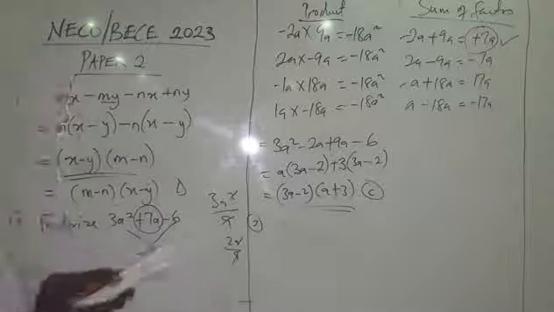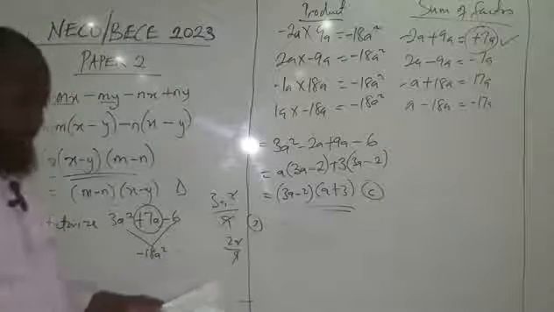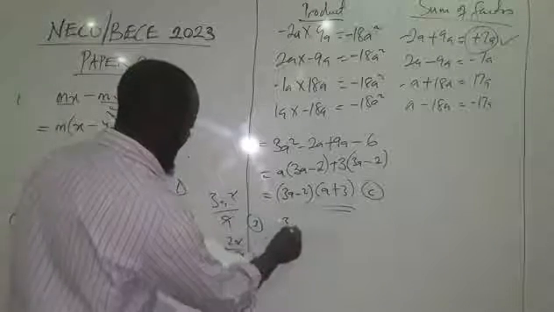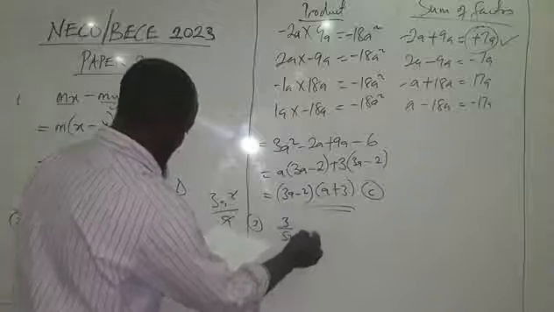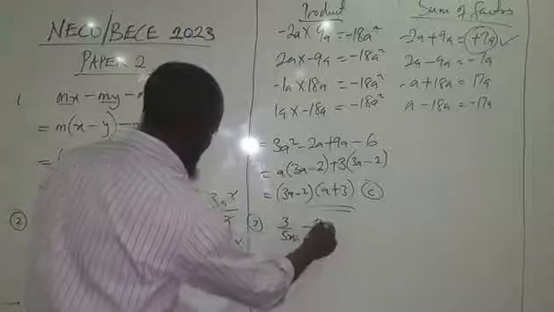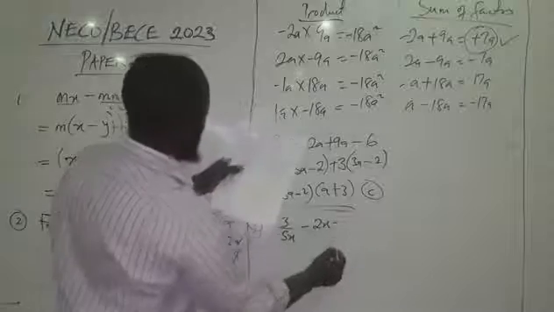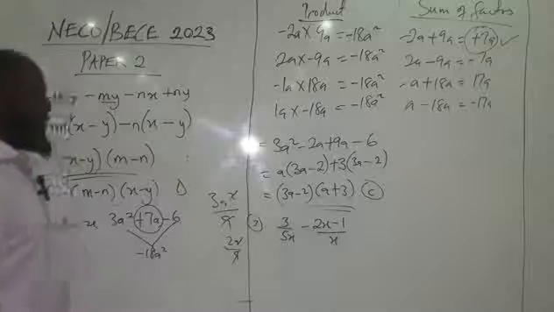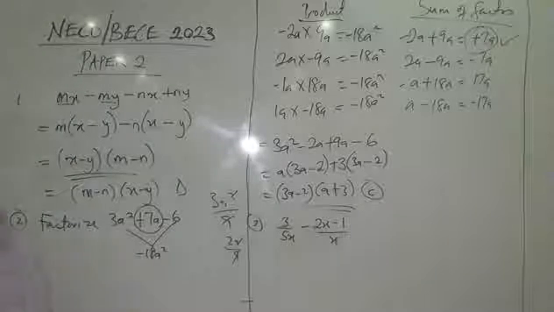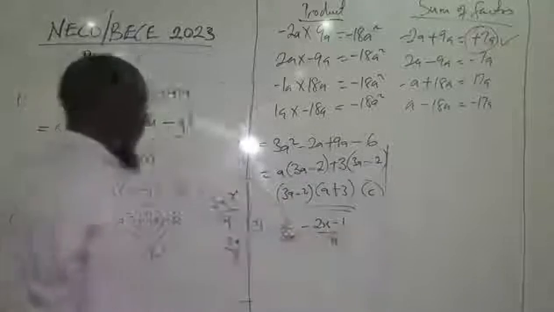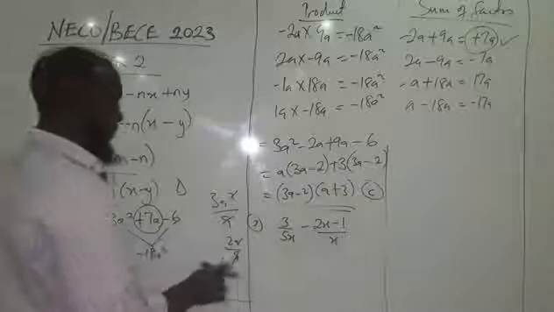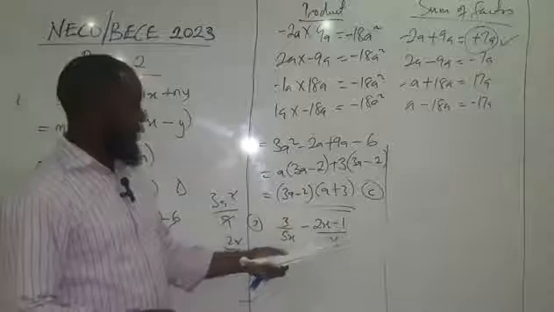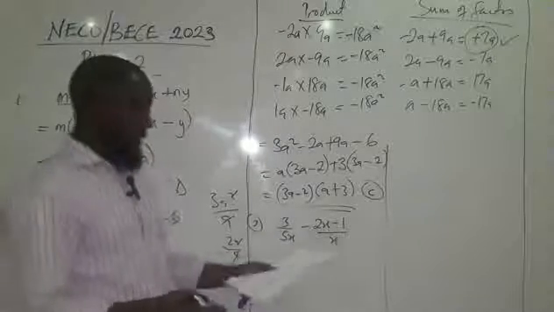Question number 3 is on algebraic fractions. We are to simplify 3 over 5x minus 2x minus 1 over x. Sometimes, instead of writing simplify, the question asks you to make this one a single fraction. You want to make it a single fraction.